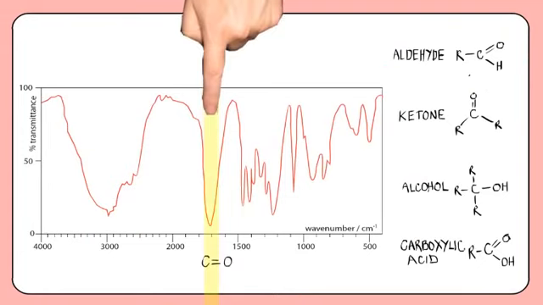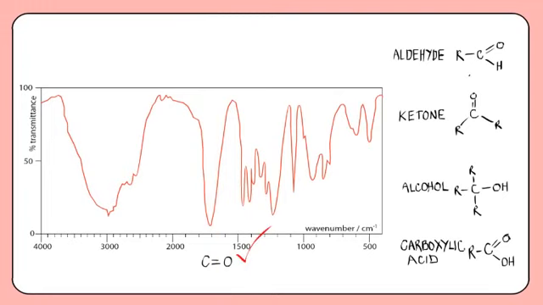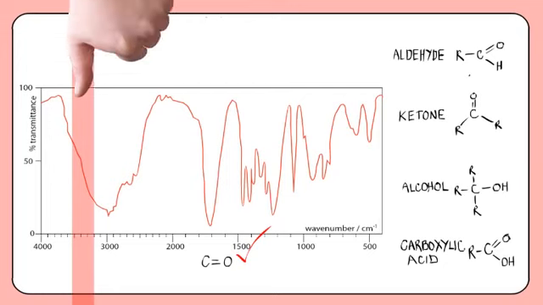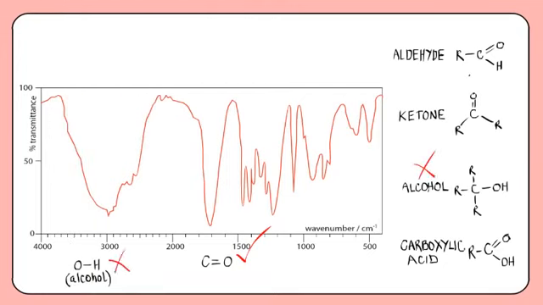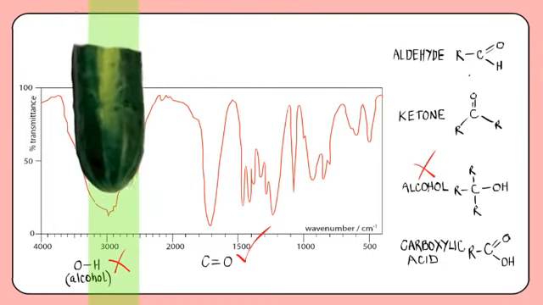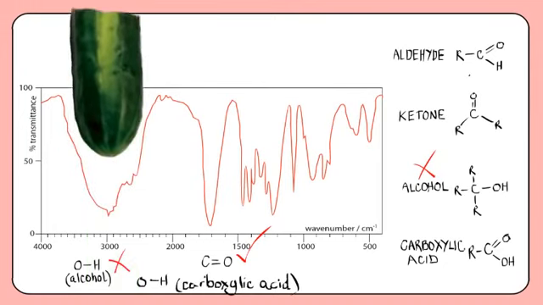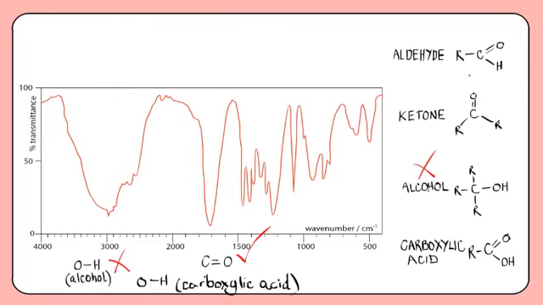Now let's try this compound. It does contain a finger, and so there is a C=O carbonyl group present. The peak over here is too broad for an alcoholic O-H. The cucumber peak, corresponding to the O-H of a carboxylic acid, fits, and so the compound is therefore a carboxylic acid.